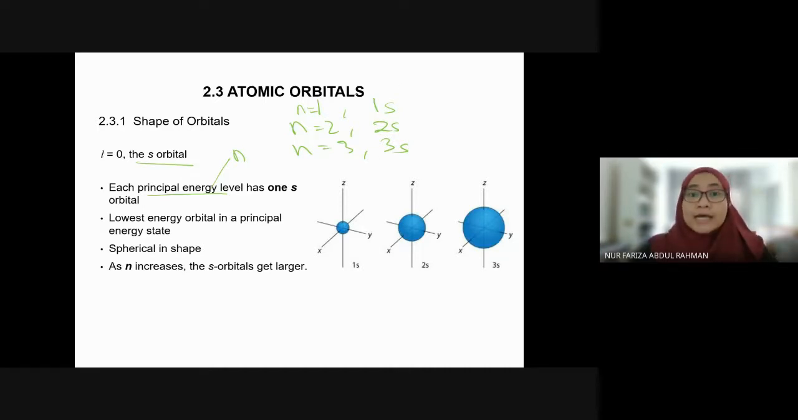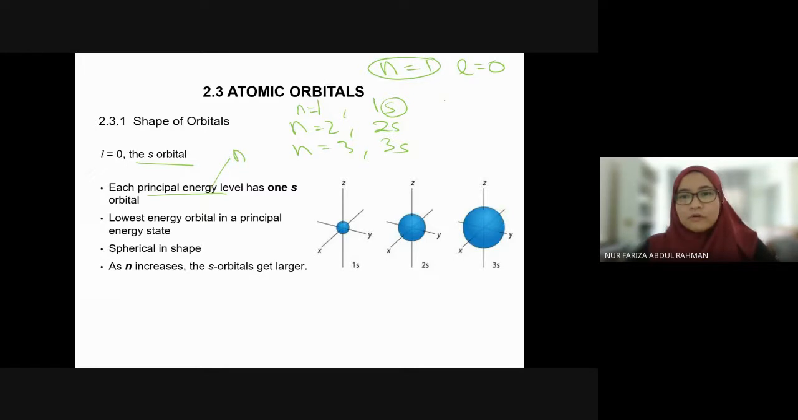Why is there an s for n equal to 1? Because remember, n equal to 1, therefore L is only 0. We only have L equal to 0. We do not have L equal to 1, 2, and so on, because it depends on the value of n. That is why if n is equal to 1, there is only one orbital available, which is the s orbital. Not p, not d, and so on.